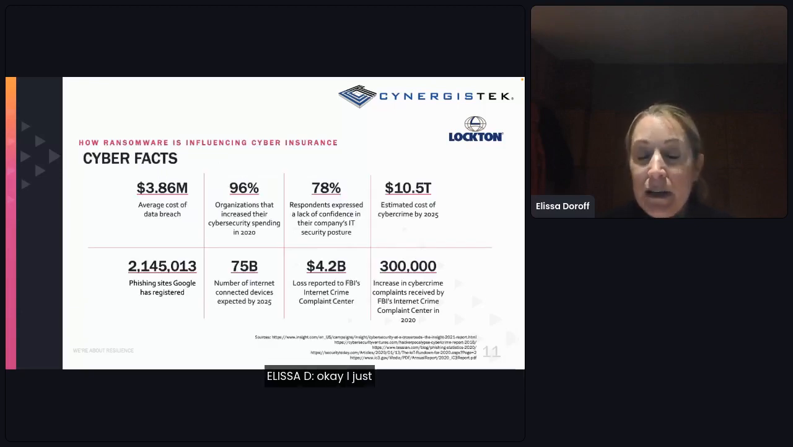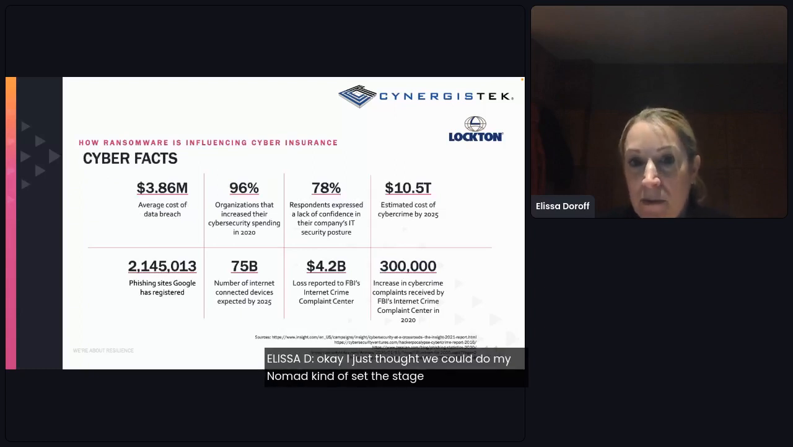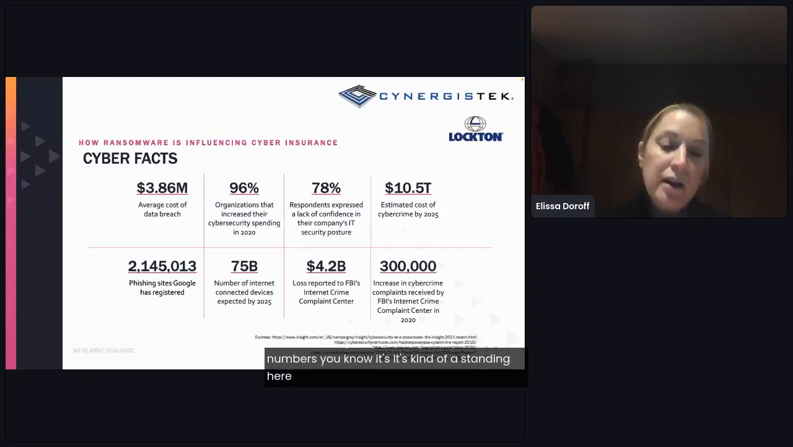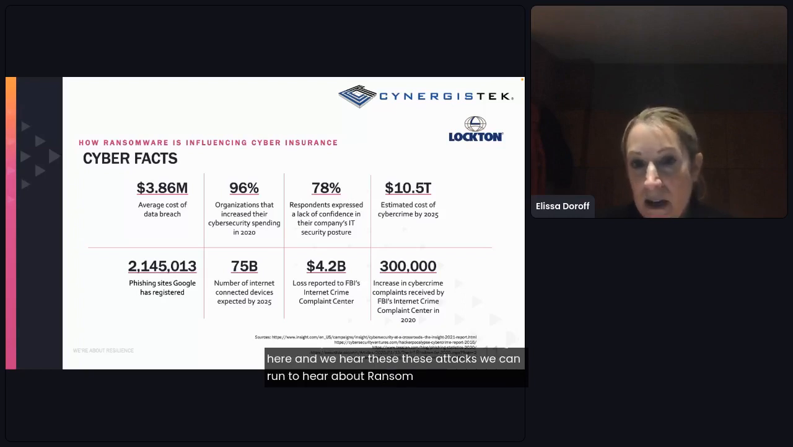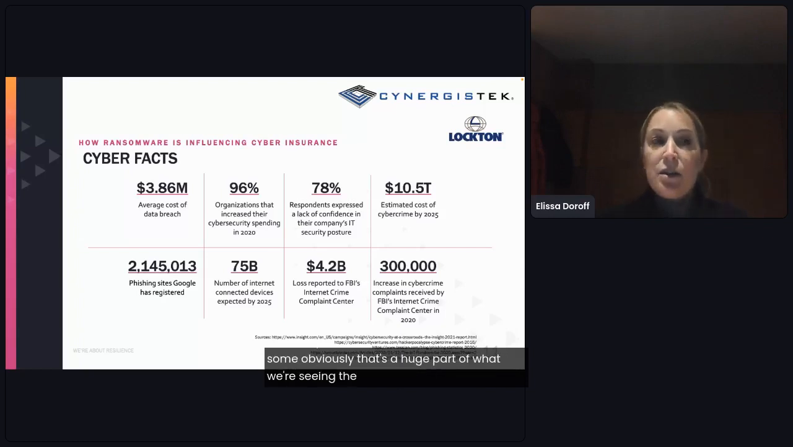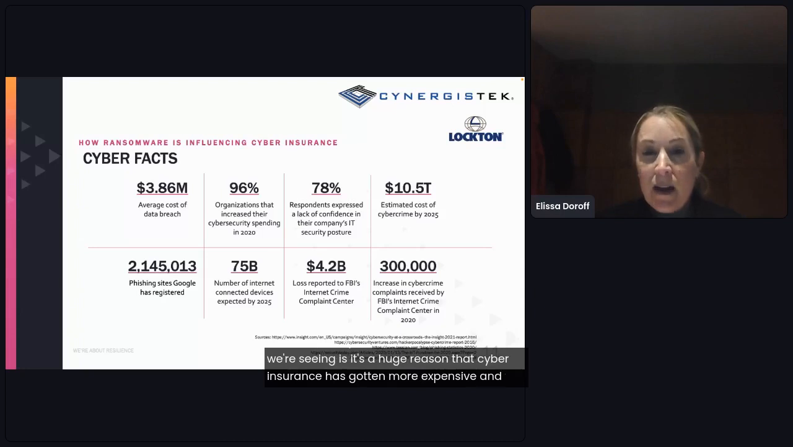Okay, so I know Matt set the stage before, and I thought we could also go through some numbers. It's kind of astounding. We hear about these attacks, we hear about ransom all the time. I want to focus on the fact that it's not just ransom. Obviously, that's a huge part of what we're seeing. That's a huge reason that cyber insurance has gotten more expensive, and the coverage has become more and more refined.